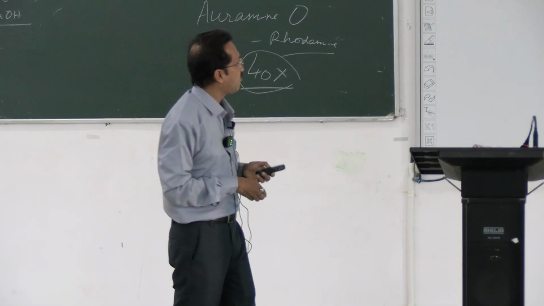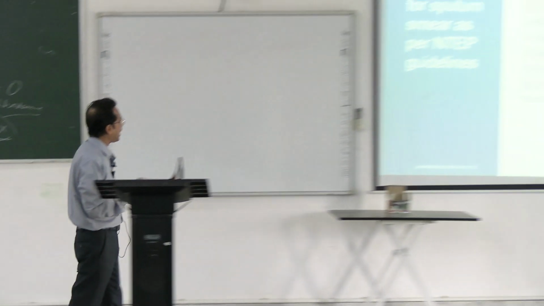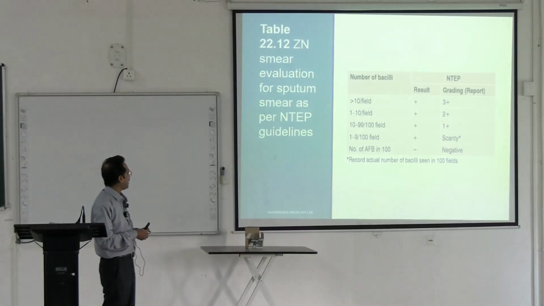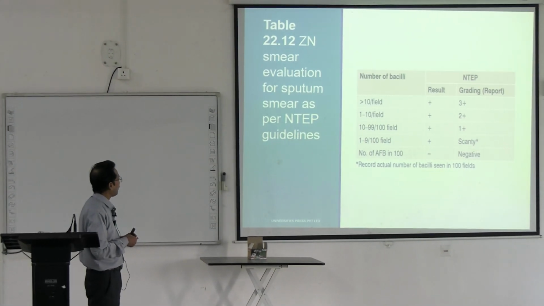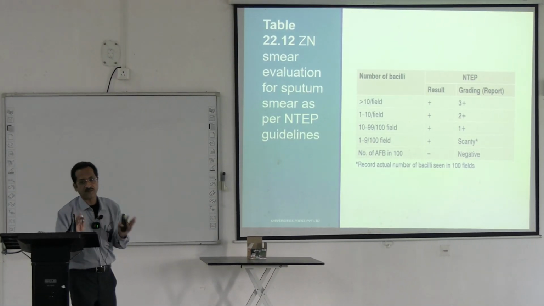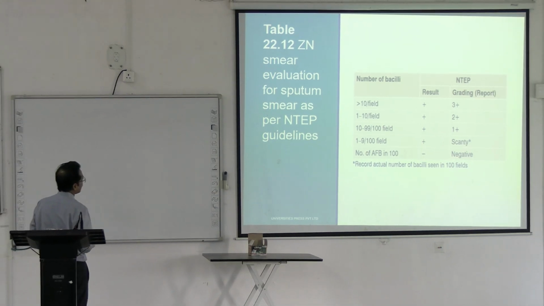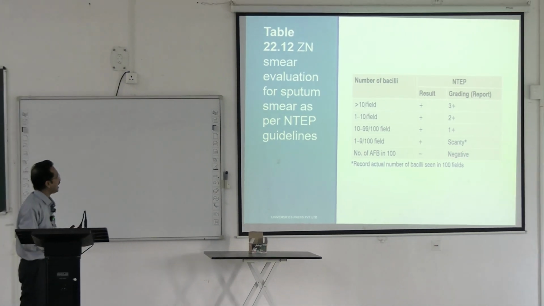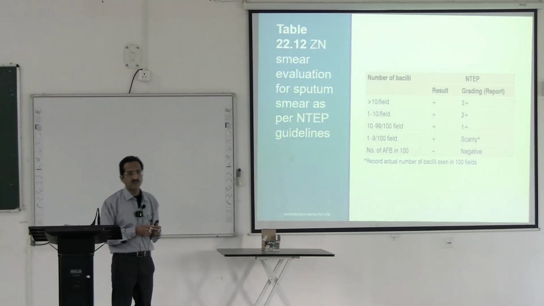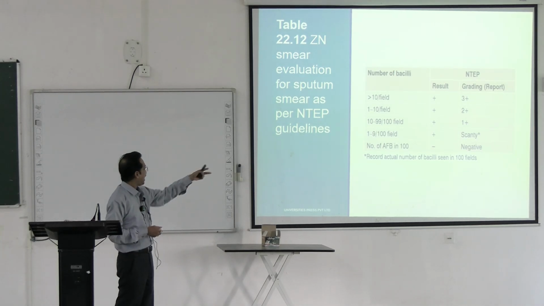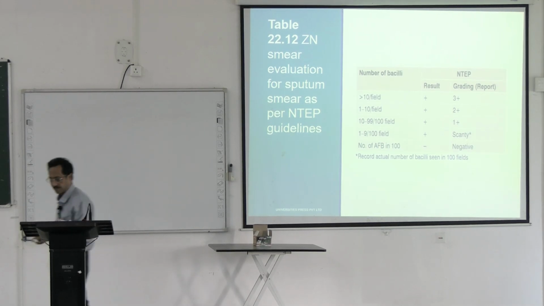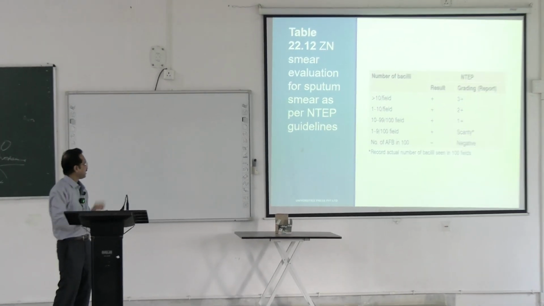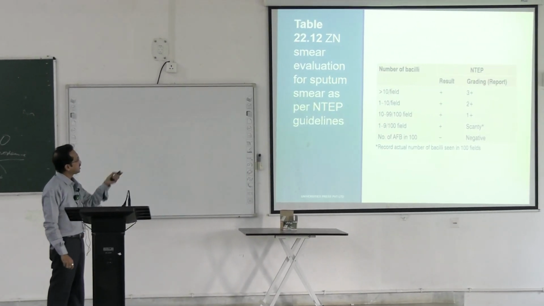So the grading: more than 10 per field will be 3+, 1 to 10 per field will be 2+, and 10 to 19 per 100 fields is 1+. That means one bacillus per field is 1 plus, 1 to 10 is 2 plus, and more than 10 in a single field is 3 plus. And 1 to 9 per 100 fields is scanty, and no AFB in 100 fields is negative. So this is the guideline.